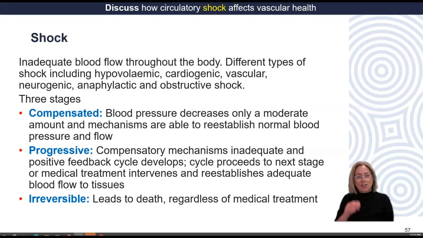And finally, just on a bit of a clinical note, looking at how shock affects vascular health as well. What is the definition of shock? It's the inadequate blood flow throughout the body.